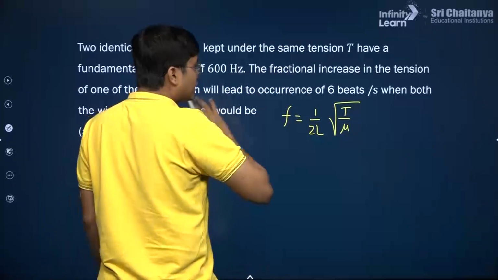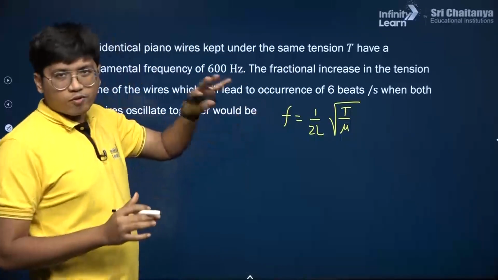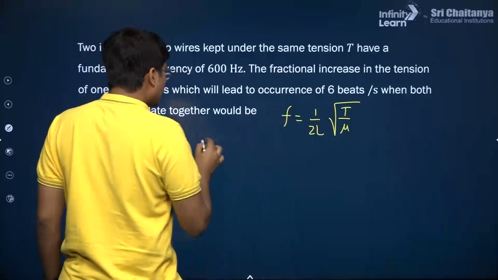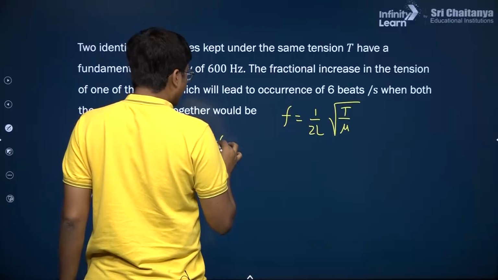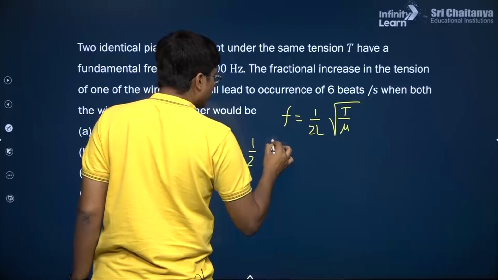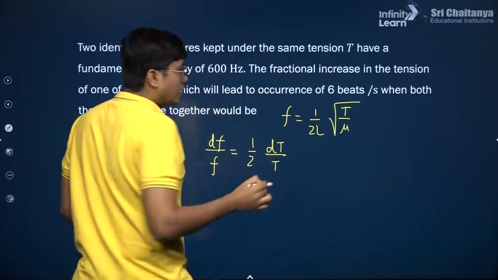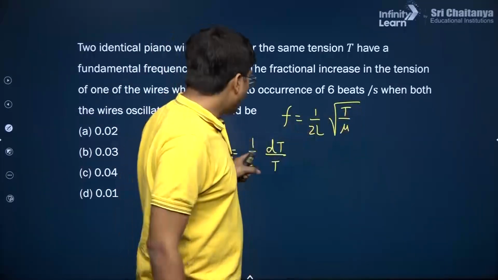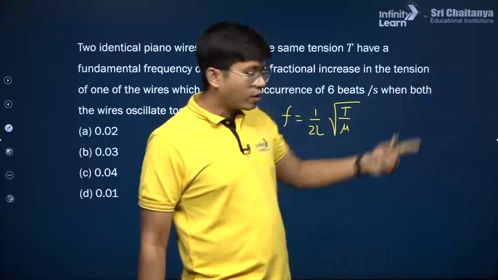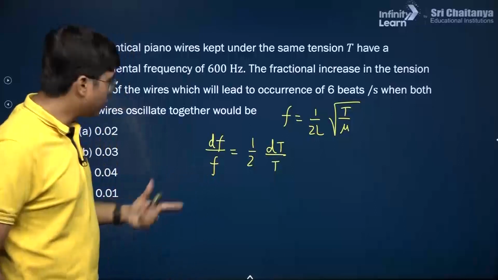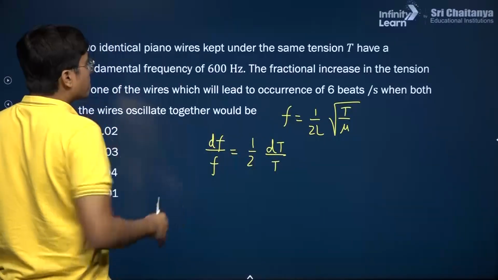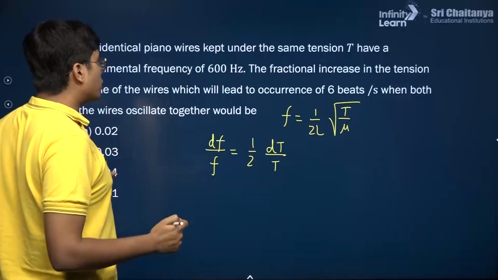If I write this in its error form, you can even look for the error form by taking logarithms and then differentiating and so on. But we will essentially get that df by f will be equal to half of dT by T. T refers to the tension over here. Why do I have this factor of half? Because the power of T was half. That is why I could use this approximation here. Now df by f, this is the simple error formula. Now df by f is already given to us.